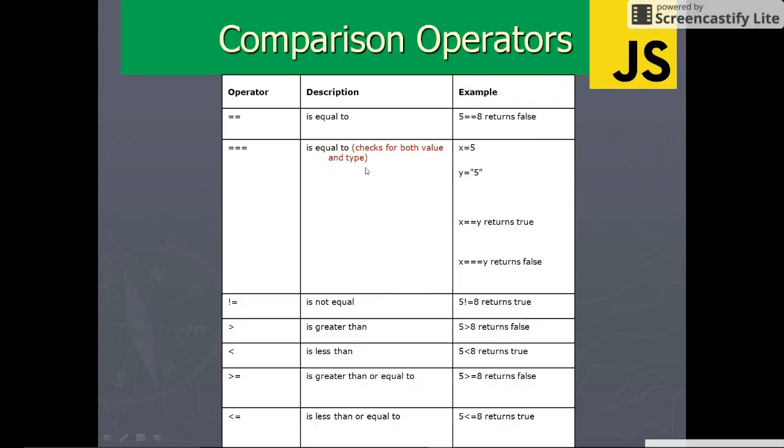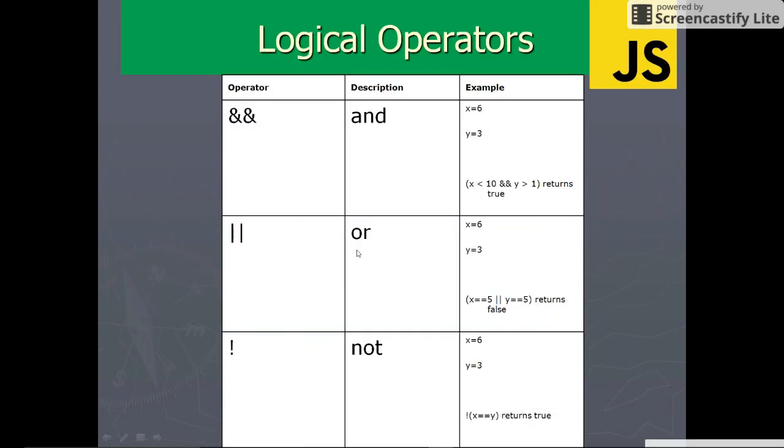Similarly, triple equals means it would check the value as well as the type. Like type can be int, float, char. Both data values must be of the same type. Similarly, not equals to, greater than or equals to, less than or equals to, and so on. Logical operators. Logical operators can be and, or, not.